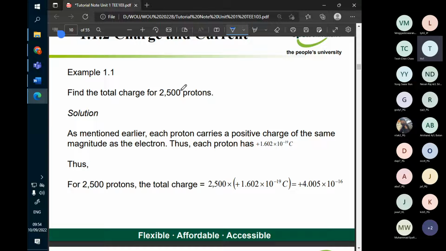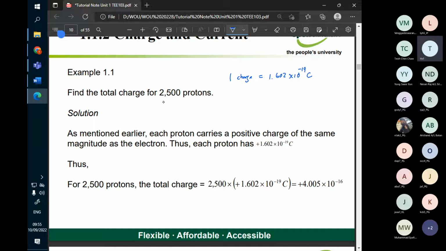So it's a proton or electron. Protons are positive, electrons are negative. So we understand that one charged particle can only carry a certain amount of coulomb, a total of 1.602 times 10 to the minus 19. It's a very small number of coulomb, you see.